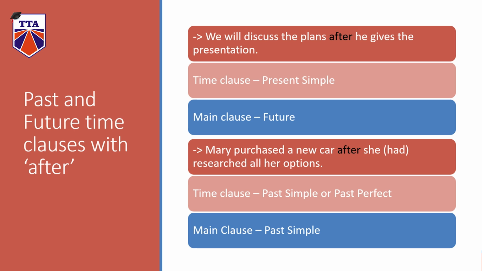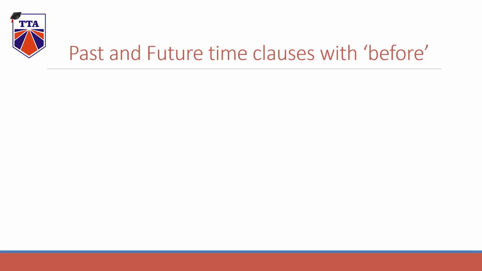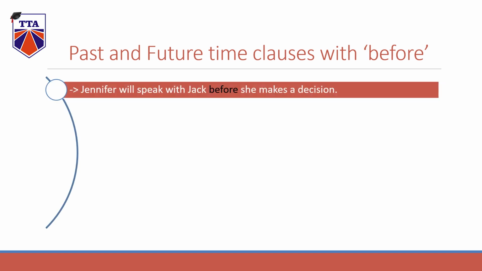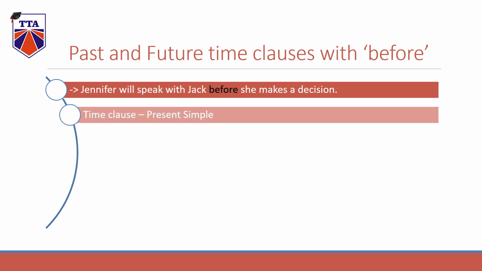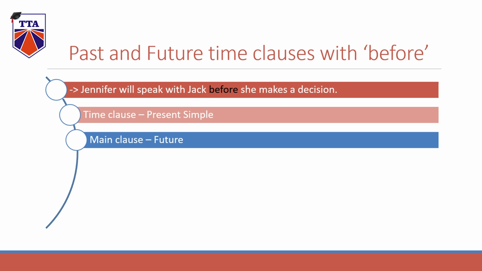So these were the past and future time clauses with after. Now let's discuss past and future time clauses with before. The first example is Jennifer will speak with Jack before she makes a decision. You can see that the time clause before she makes a decision, which indicates time, is in present simple. But the main clause Jennifer will speak with Jack is in future tense.